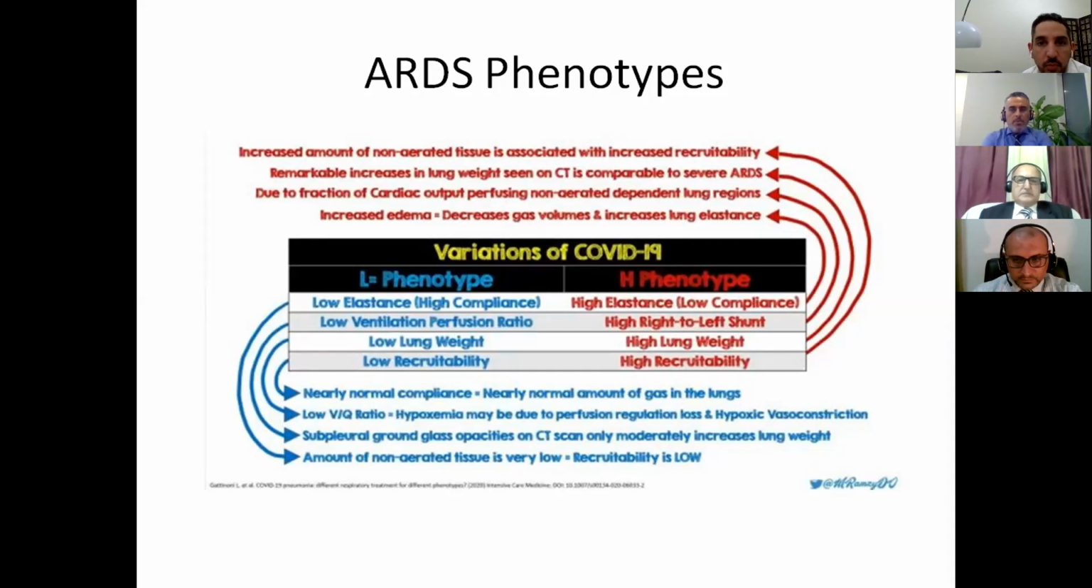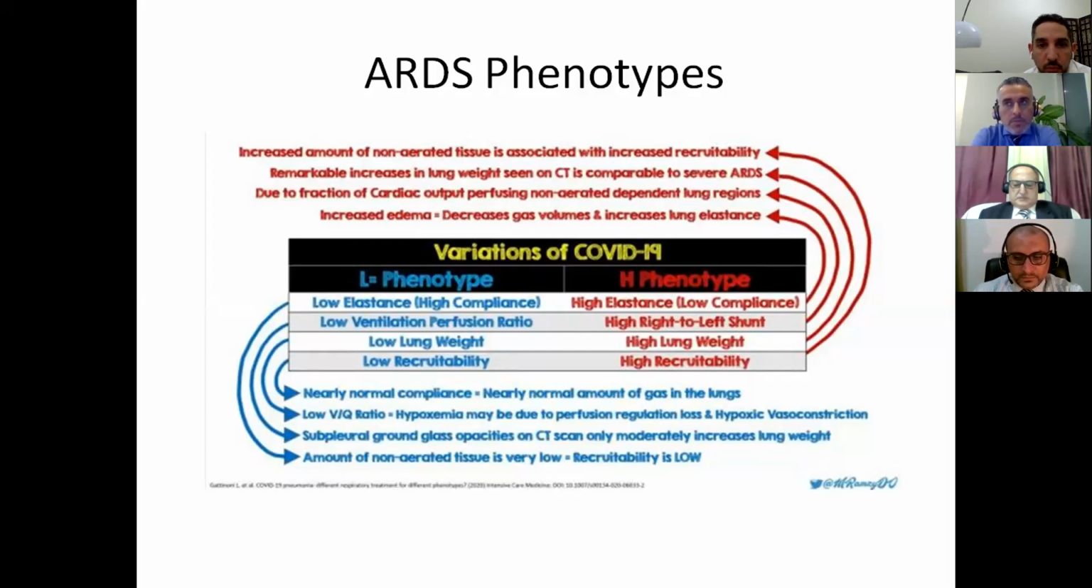The L phenotype is where the patient has a VQ mismatch physiology, and the H phenotype is where the patient has a shunt pathology. He has more chances of going in for ventilation using lung recruitment maneuvers. So the L phenotype is characterized by a high compliance or a low elastance, a low VQ ratio, a low lung weight, and low recruitability. Low recruitability means that the patient's alveoli are all open. You don't have to use any measures to open up the alveoli to improve the oxygenation.